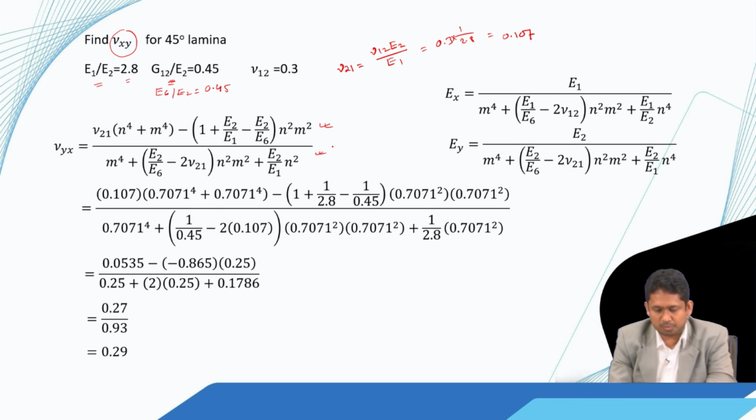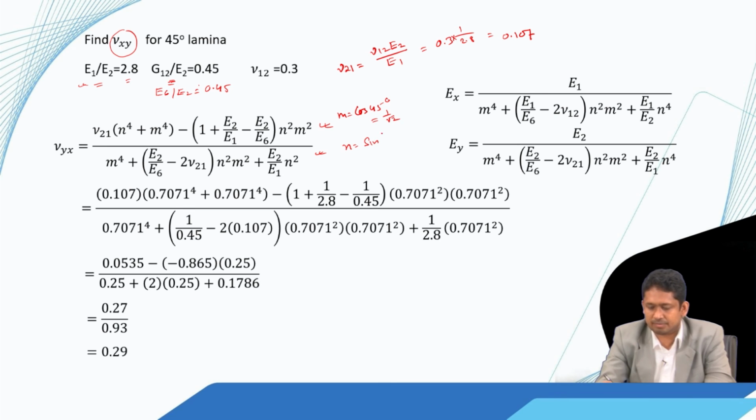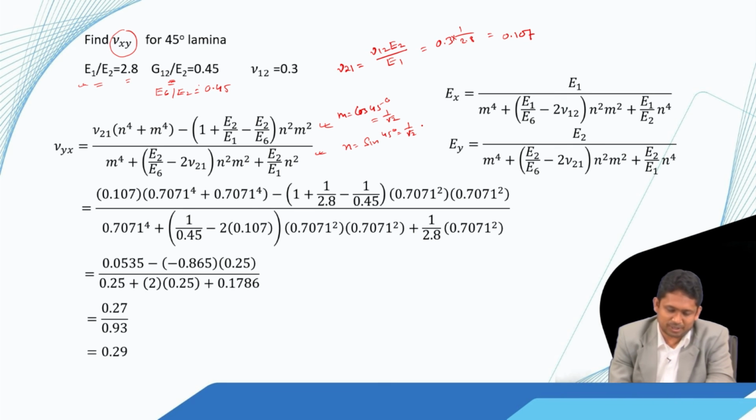To do this we need to use the ratios E 2 by E 1, which is given here as 1 by 2.8, E 2 by E 6, which is given here as 1 by 0.45, again E 2 by E 6 and E 2 by E 1, and we know m and n. The angle is 45 degrees, so m is cosine 45 degrees, equal to 1 by root 2, and n is sine 45 degrees, also equal to 1 by root 2. After putting in all the values we get nu y x as this.